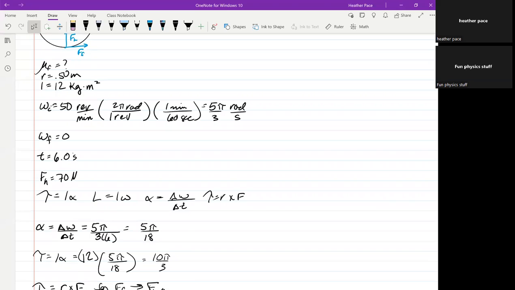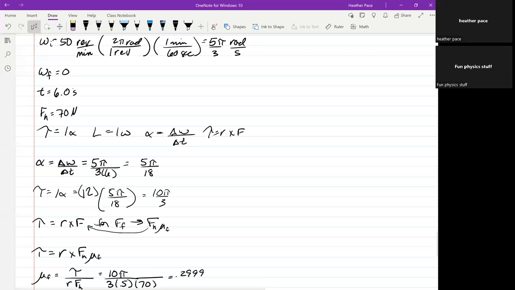All right, so they're talking about stopping the wheel, and they're giving us the time it takes. So the omega that we're given is going to be omega I, that's our initial omega. So we're going to stop it, so our omega final is going to be 0. So we've got time, and we've got the force that she's pushing in on the wheel.